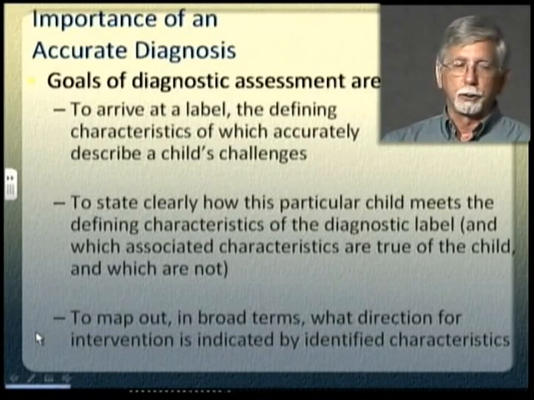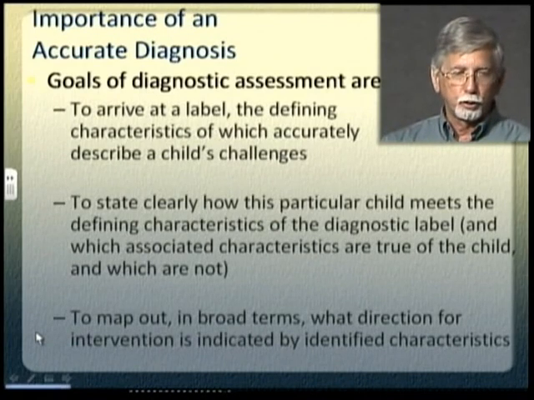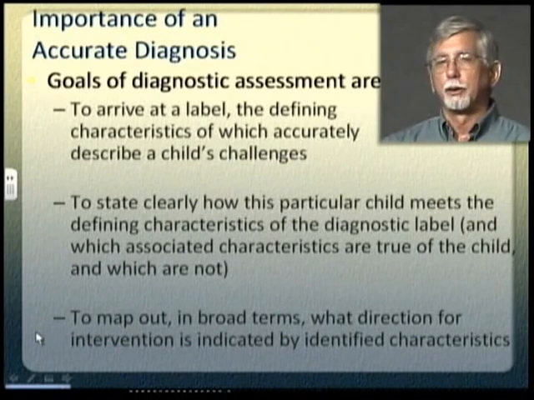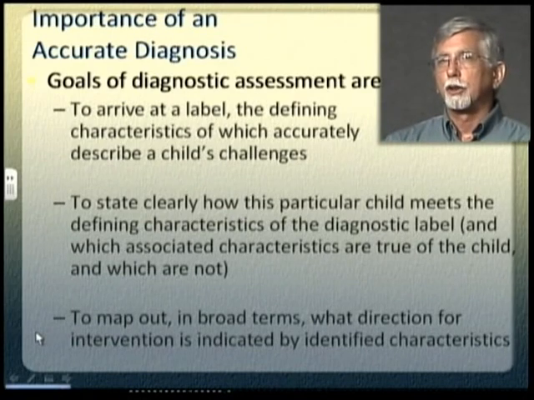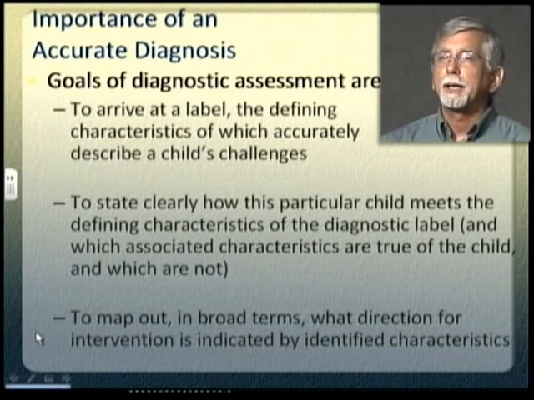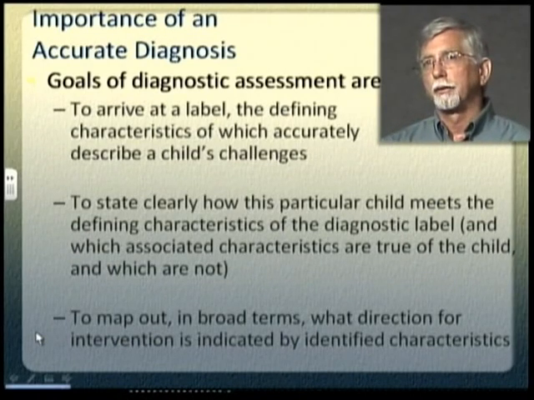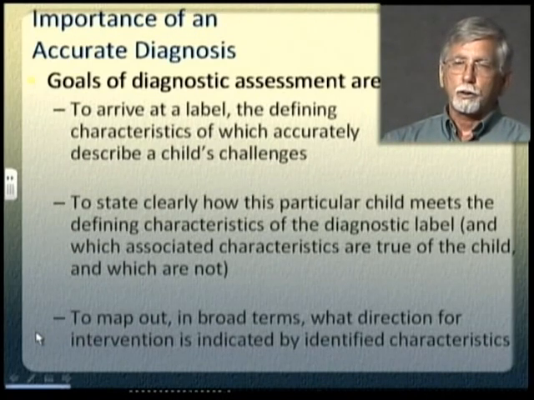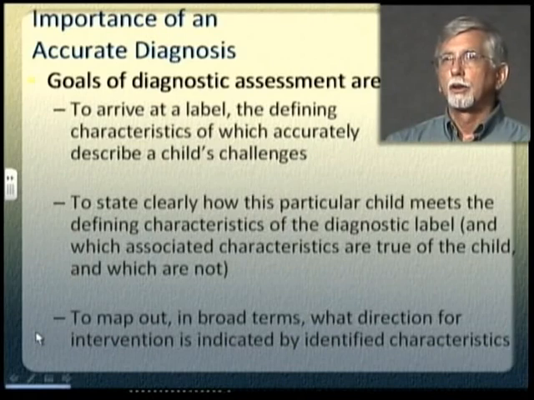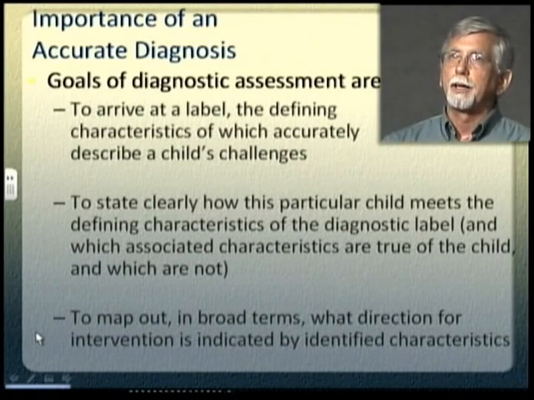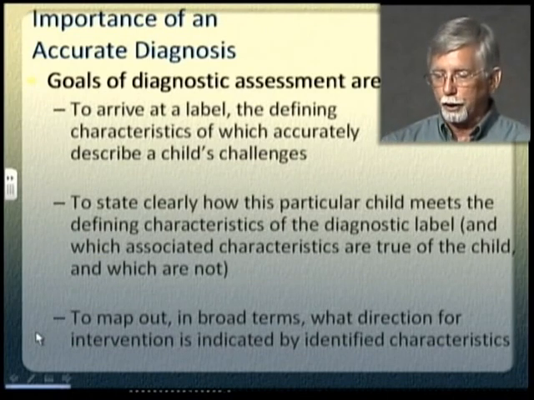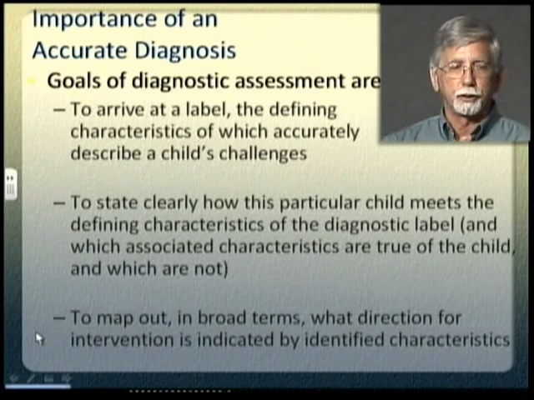And then finally, the diagnostic assessment should map out, at least in broad terms, what direction for intervention is indicated by those identified characteristics. And so if we identify that a child has some of the cognitive features that we associate with autism, rigidity, for example, that might indicate a need to design an intervention that addresses cognitive rigidity. For a child whose communication problems include an inability to initiate or to terminate a conversation, we might say those are some of the defining characteristics of an autism spectrum disorder, and we might include interventions that focus directly on those things.